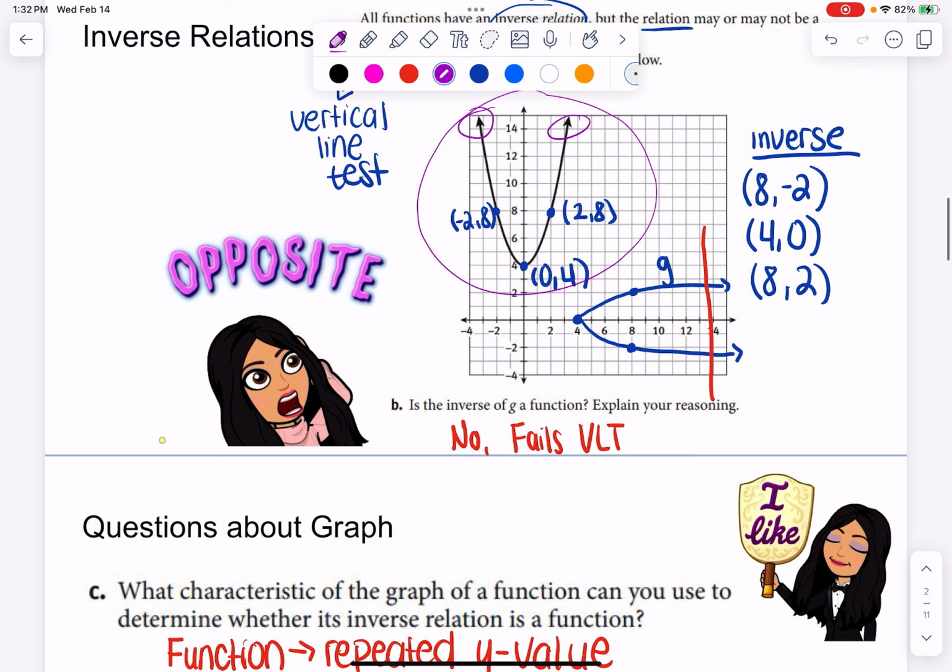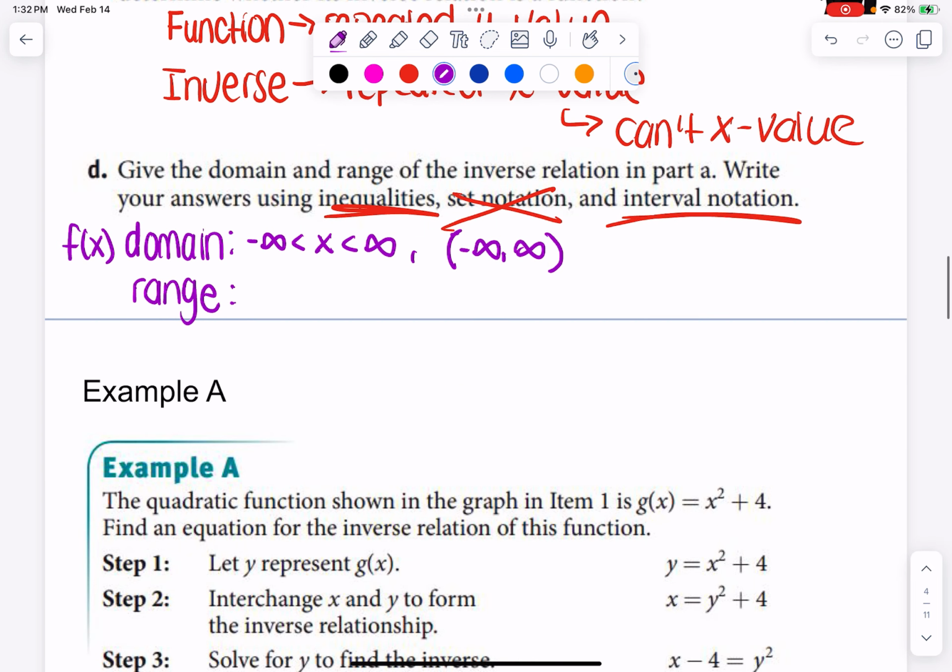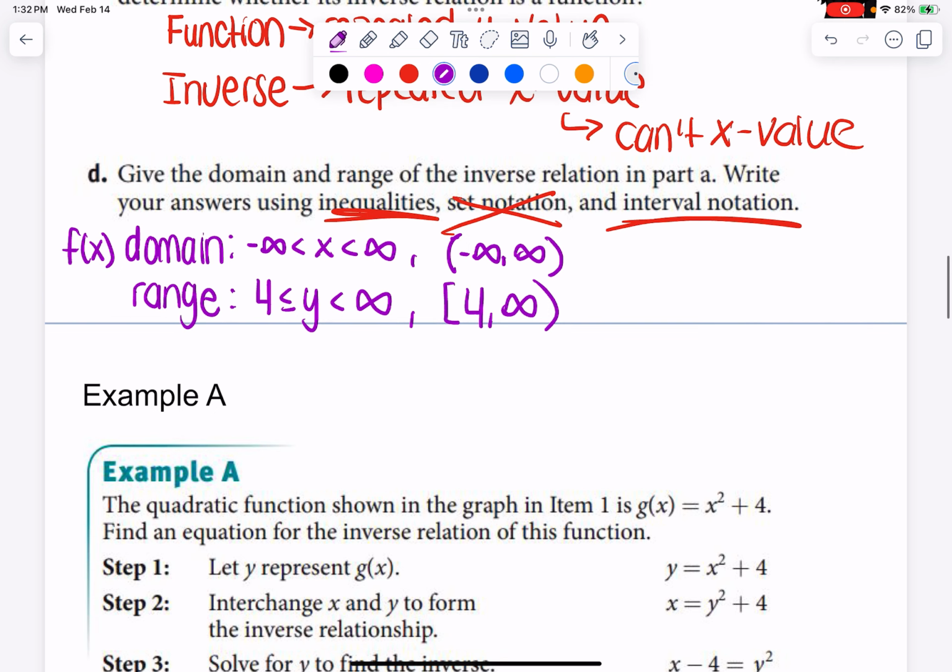For the range, you're looking at where y values start and end. The y values are lowest here, at 4, including 4, and then it never stops, so it goes towards infinity. So in interval notation, it would be 4 to infinity. That's for f of x.